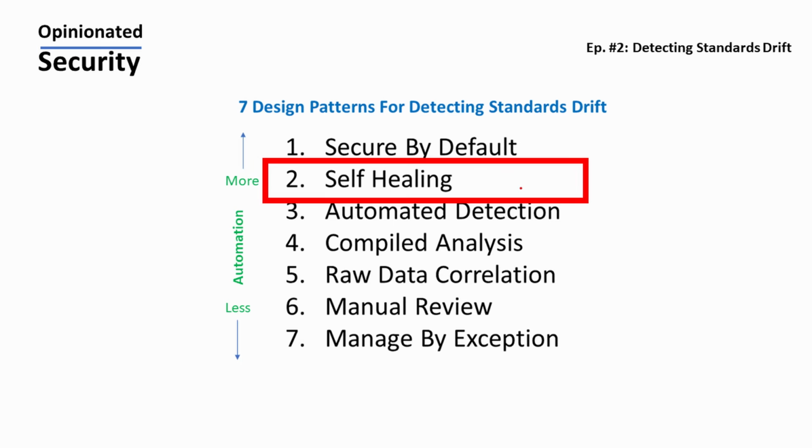Design pattern number 2 is self-healing. This is one of my favorite design patterns because it's full automation. And what separates this from previous design patterns is not only do you have the element of automated detection, but you also have automated enforcement, which is an action that takes place which brings that standards drift back within your policy.